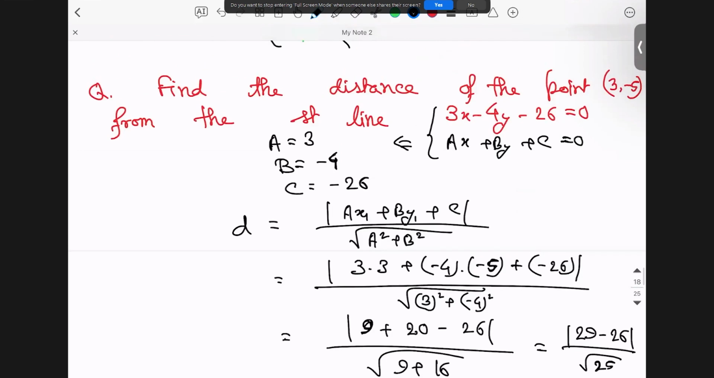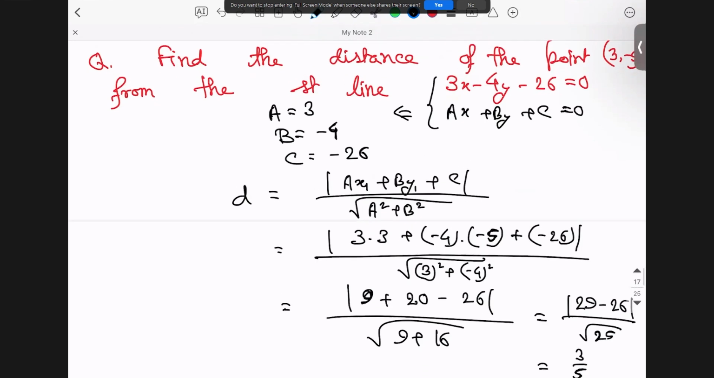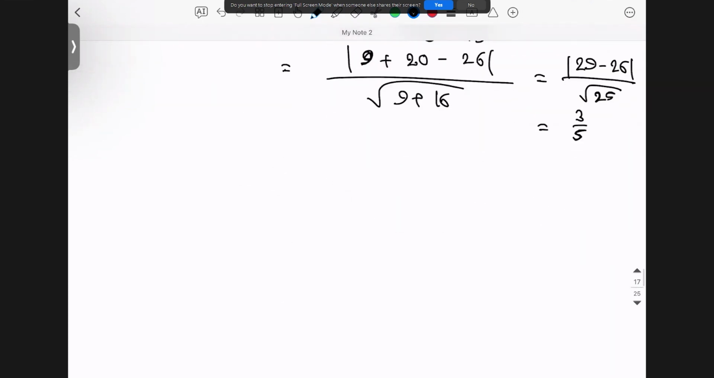So from here we can say the distance of the point 3, minus 5 from the straight line 3x minus 4y minus 26 equal to 0 will be 3 by 5. Distance will be 3 by 5. Next question.